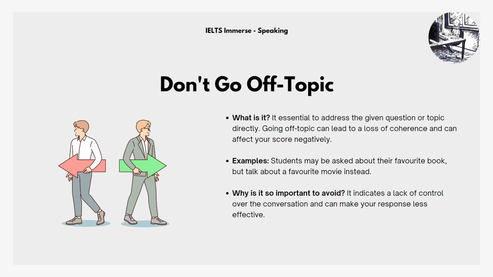They are given a question and they go off topic and they talk about something the question wasn't actually about. Going off topic can lead to a loss of coherence and can affect your score negatively. Students may be asked about their favourite book, for example, but talk about a movie instead, or talk about reading in general instead. It's important to avoid this because it indicates a lack of control over the conversation. It can make your responses less effective.